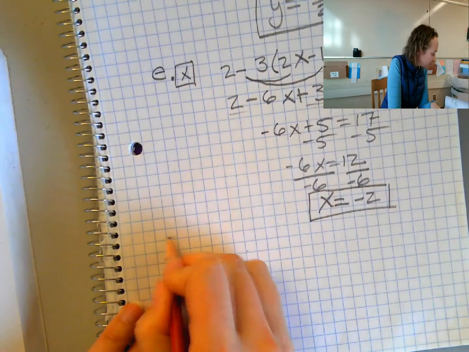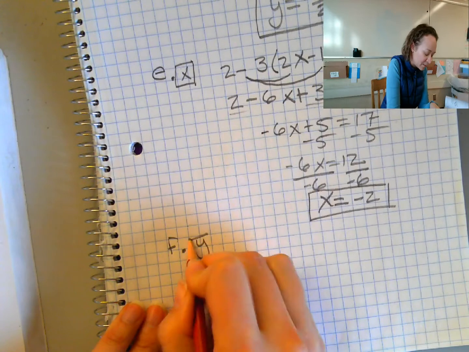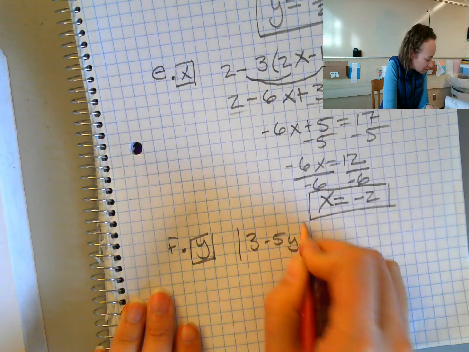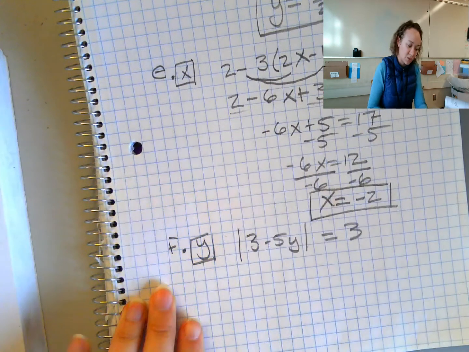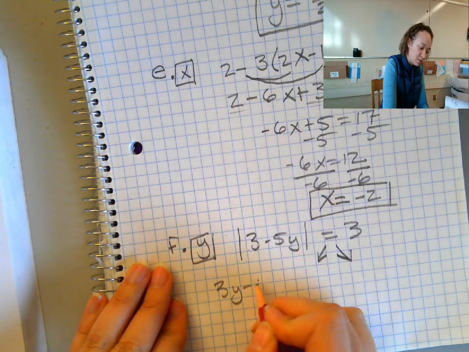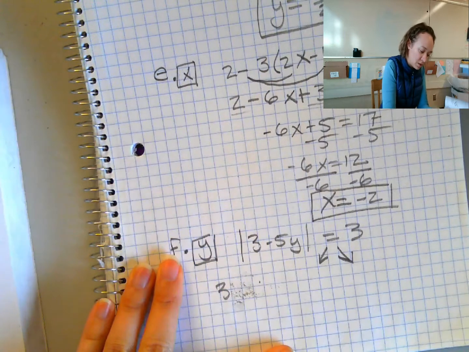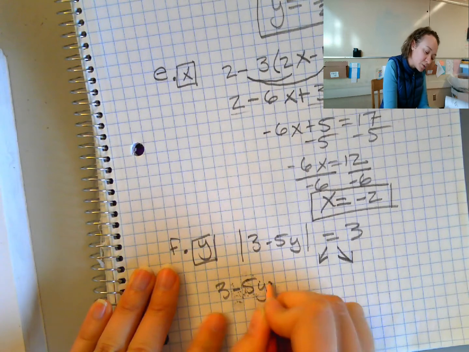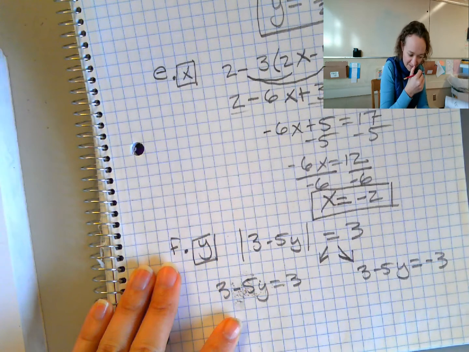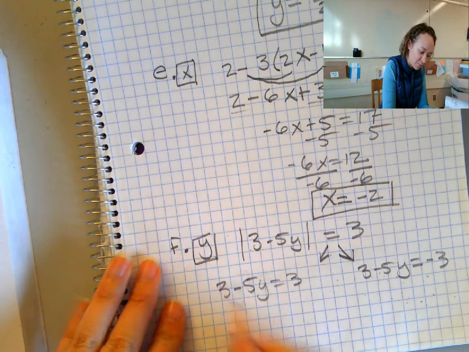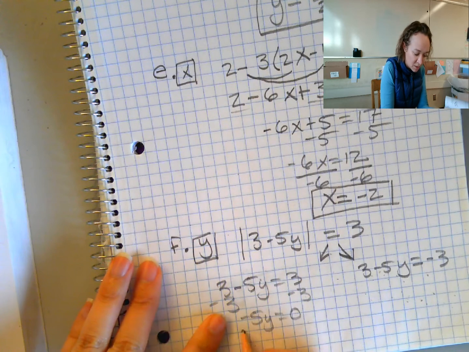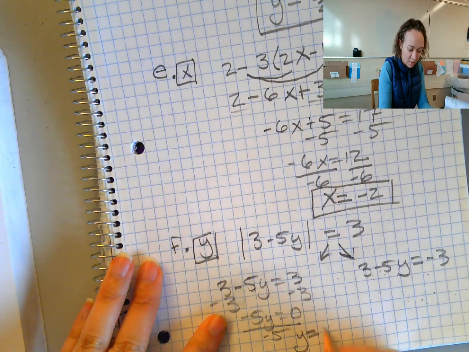And we have F. Solving for y this time. The absolute value of 3 minus 5y equals 3. So I'm going to split this. 3 minus 5y equals 3, and 3 minus 5y equals negative 3. So solve them both. Minus 3, negative 5y equals 0. Divide by negative 5, and y equals 0.